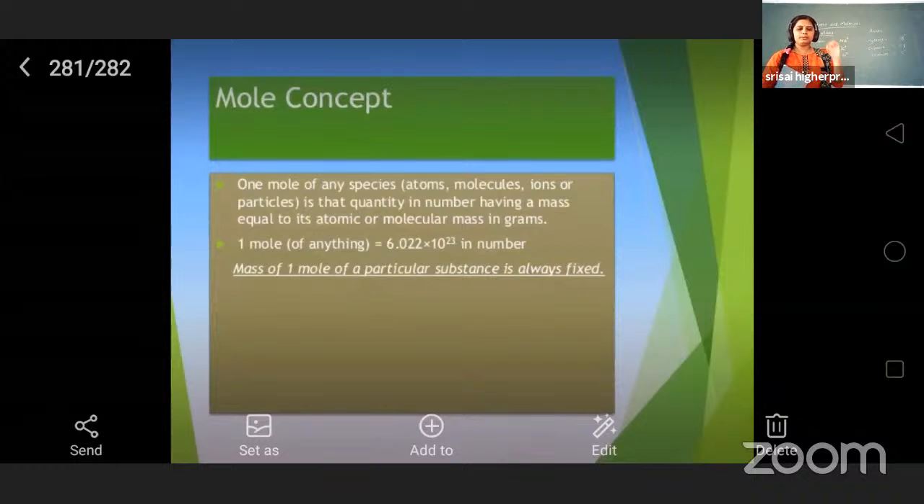You should keep in your mind that 1 mole is equal to 6.022 into 10 raised to 23 in number. In this lesson we are having some problems, students. We should know that 1 mole is equal to 6.022 into 10 raised to 23 in number.